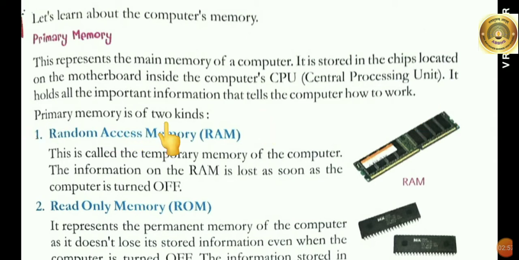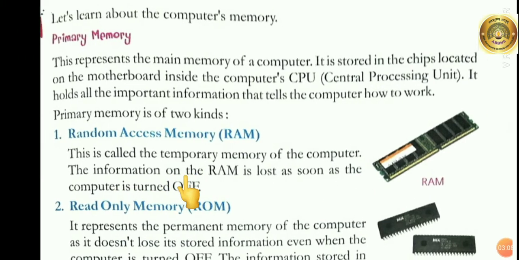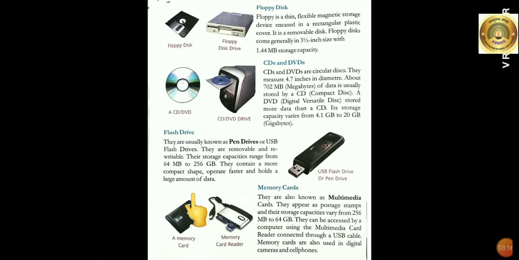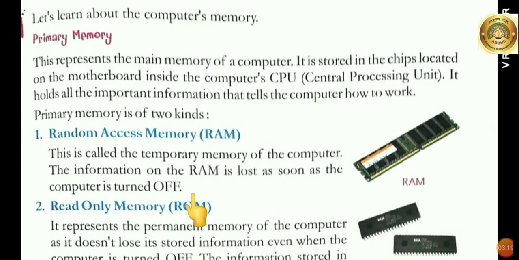Primary memory is of two kinds. First is random access memory, RAM. This is called the temporary memory of the computer. The information on the RAM is lost as soon as the computer is turned off.